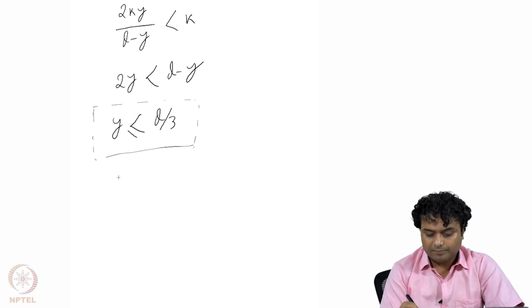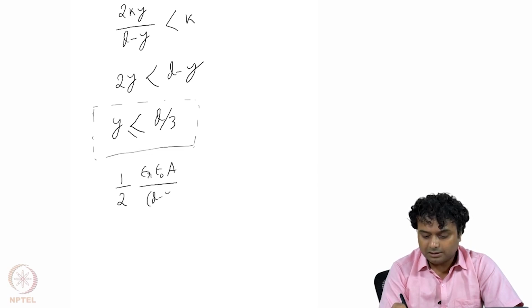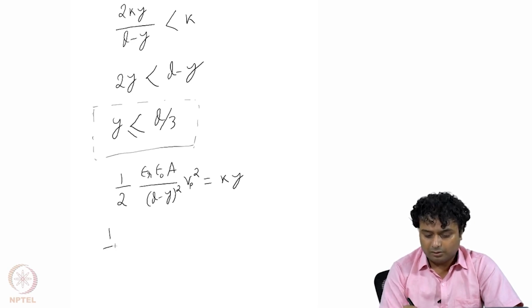So we know that if Y is the deflection, then the electrostatic force is half epsilon r epsilon naught A divided by (D minus Y) whole square into V square, right. This electrostatic force is equal to Ky. So this is Vp, because at pull-in voltage these two terms are the same, and at pull-in condition, what is the limiting condition for pull-in? That is Y equal to d by 3. So let us put this Y equal to d by 3.